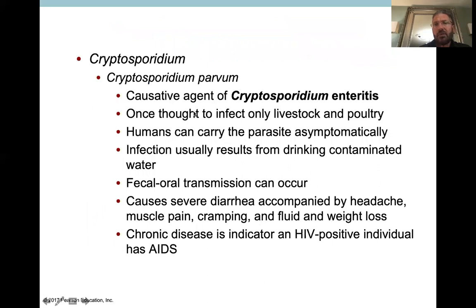All right. Causative agent is Cryptosporidium enteritis. So remember, entero is always digestive. Itis is going to be inflammation. So Cryptosporidium enteritis, once thought only to infect livestock and poultry.